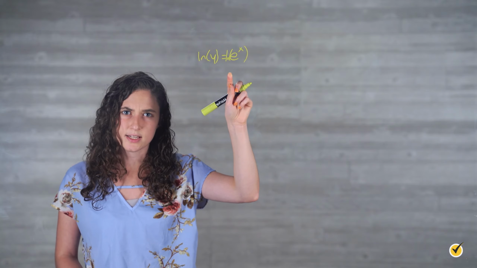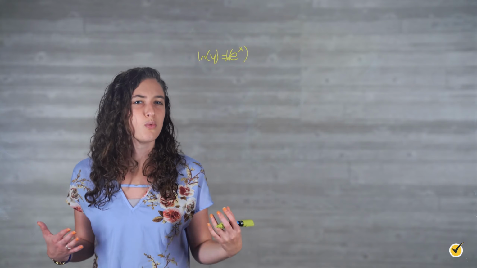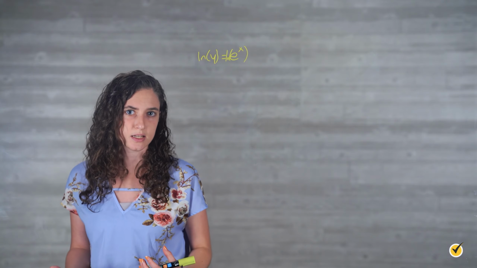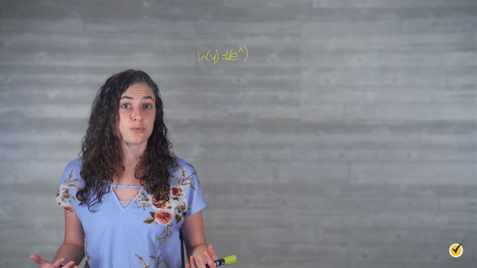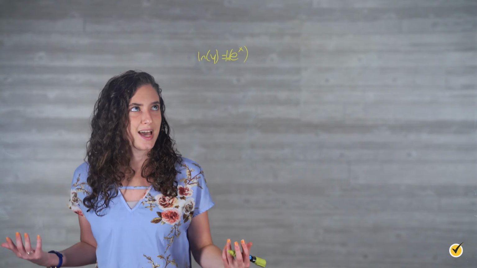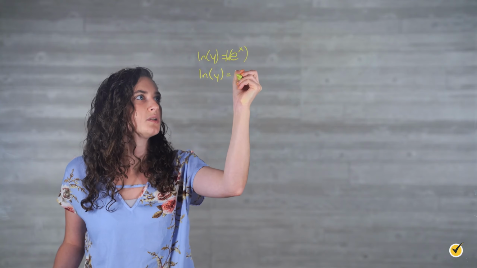Can the ln of e to the x be simplified? Ask yourself, e, the base, raised to what power gives us e to the x? Obviously, e raised to x does. That means that the right side of the equation is equivalent to x. So we have the natural log of y is equal to x.